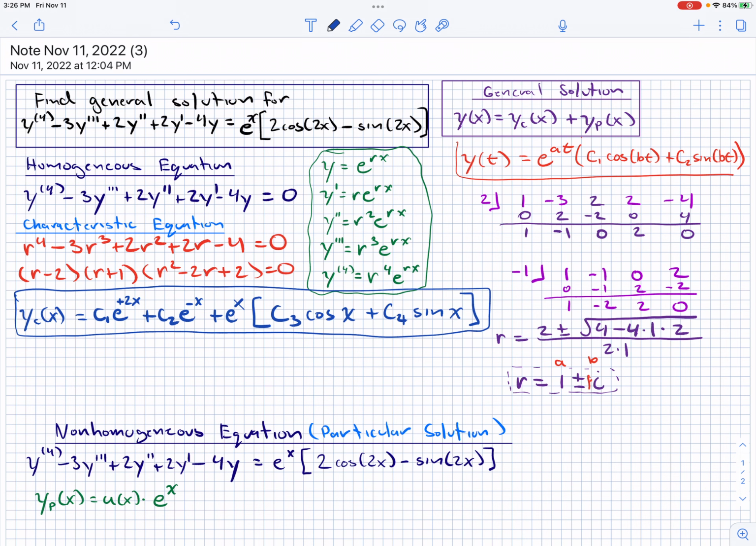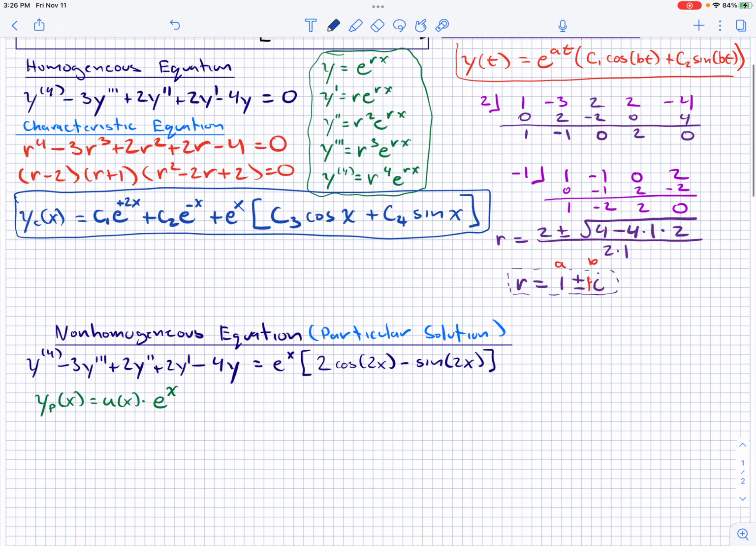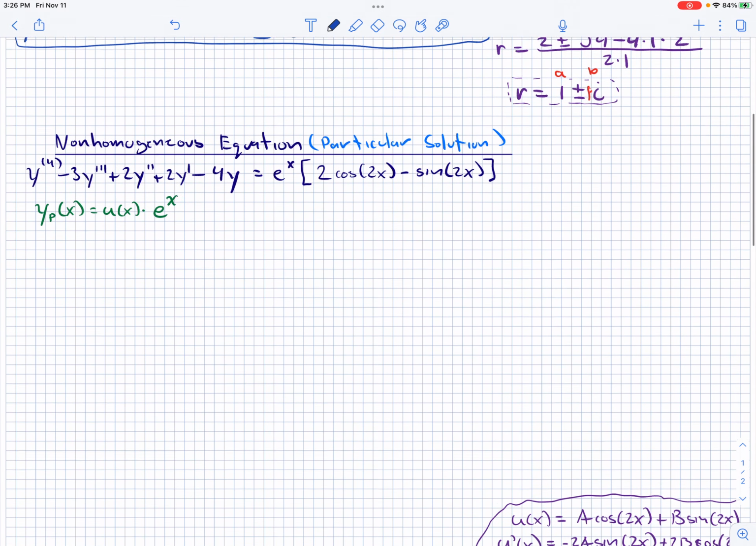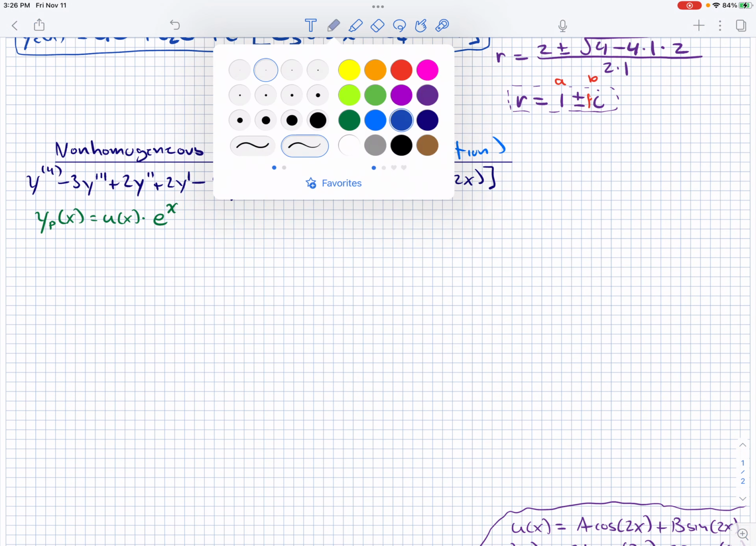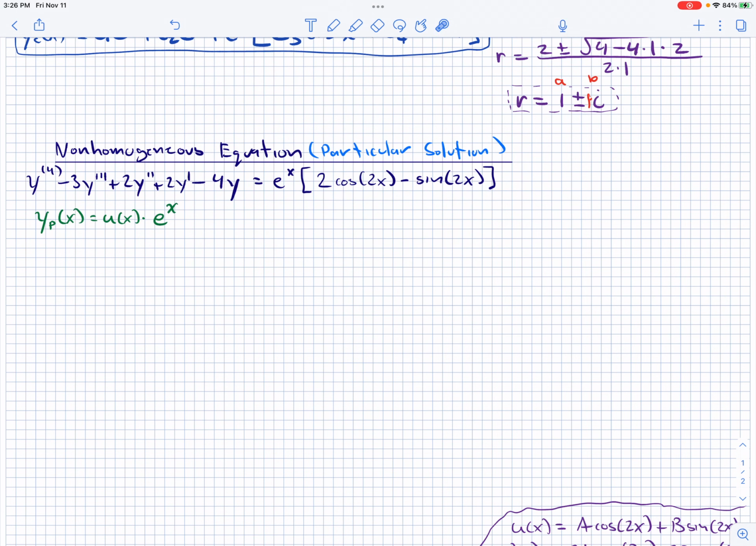And from there, we need to get our particular solution. So our particular solution, because we have this e to the x times 2 cosine 2x minus sine 2x, we can say a particular solution will be of the form where we have some function of x times e to the x, and we can potentially make things a little nicer for us.